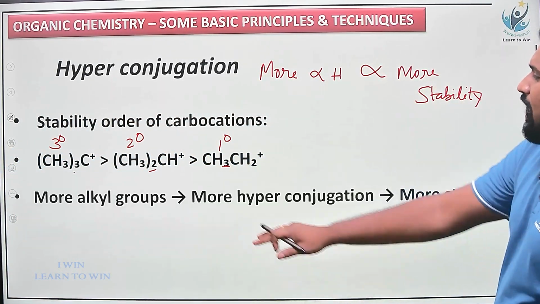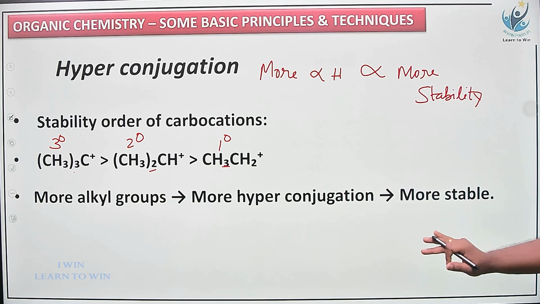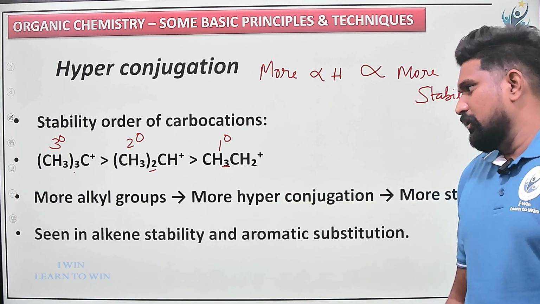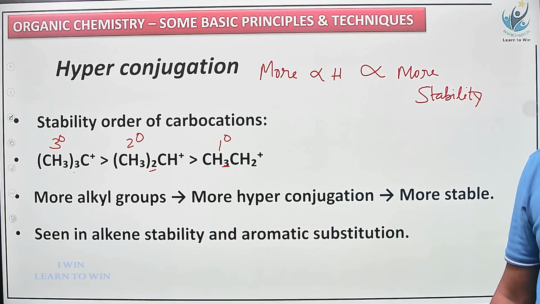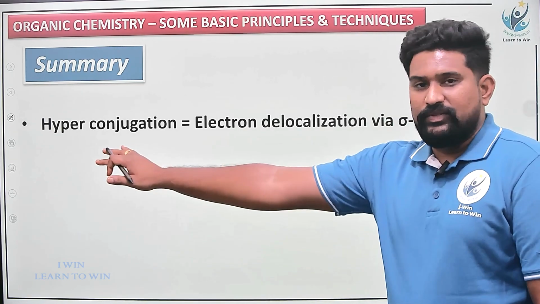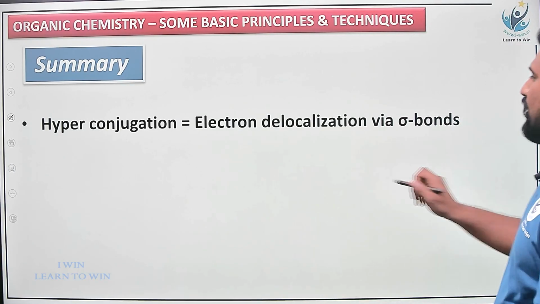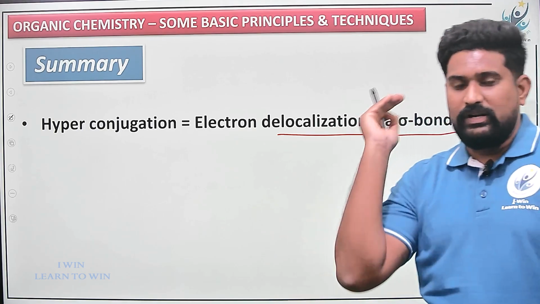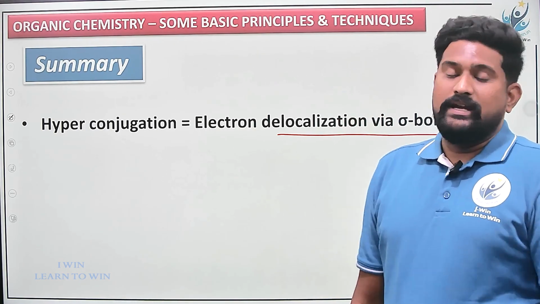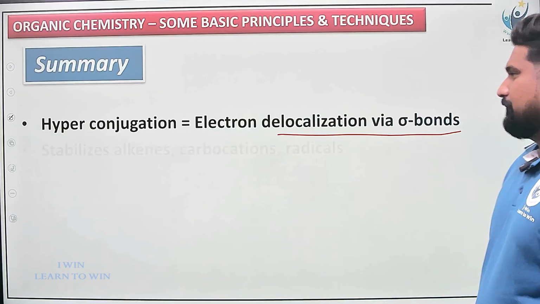Clear? More alkyl groups, more hyperconjugation, more stable. That is what I want to say clearly. So it is seen in alkane stability and aromatic substitutions. Now, what is the summary of this class, my dear students? Hyperconjugation equals electron delocalization of sigma bonds. Whenever you hear the name hyperconjugation, it is nothing but a delocalization of sigma bonds.